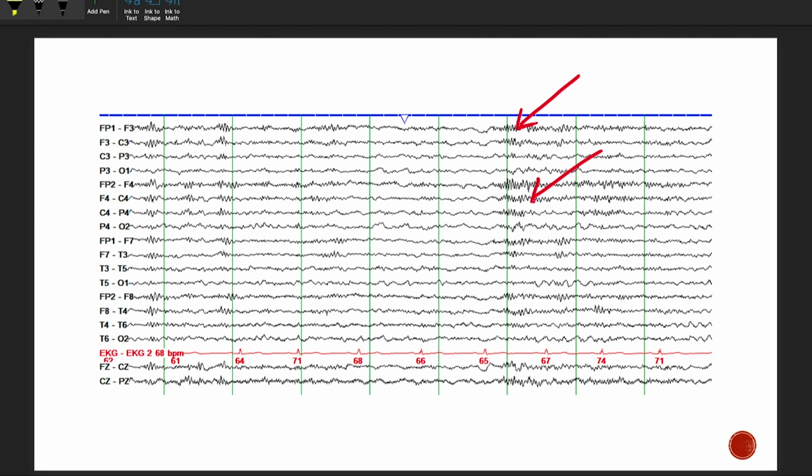When you see sleep spindles on an EEG in a person who's sleeping, this signifies stage 2 sleep. So the two defining features of stage 2 sleep are, number 1, sleep spindles, and number 2, K-complexes.